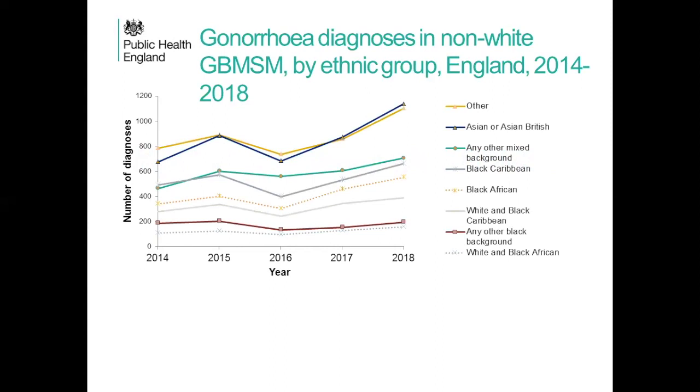As I've shown on my very first slide, gonorrhea is the most commonly diagnosed STI in GBMSM, which is why I've used it again here as an example, and it has increased nearly 7-fold in the last 10 years. And so it shows here that in non-white GBMSM, Asian and other ethnicity have the higher number of gonococcal diagnoses. And I just want to add that Asian ethnicity includes the Chinese ethnicity, and that represents about 25% of the Asian and other ethnicity group.